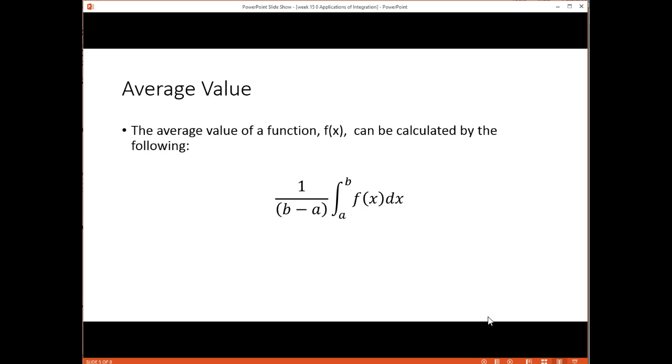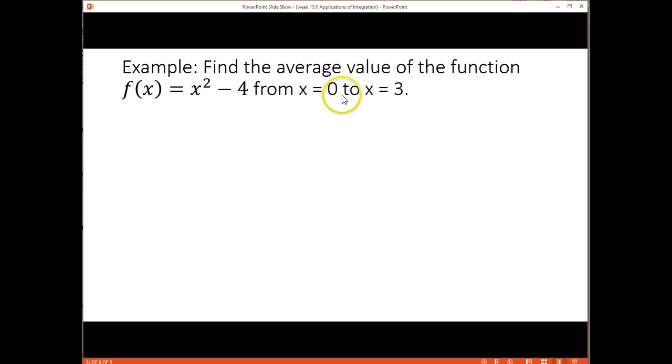We actually have a formula for average value dealing with integrals. This is a fairly simple formula. It says the average value of a function f of x can be calculated by the following: the integral from a to b of f of x dx. This looks like our area under the curve, but we're going to multiply this by 1 over b minus a. Again, these a and b and this a and b are the same. Let's look at an example of this and see if it makes sense.